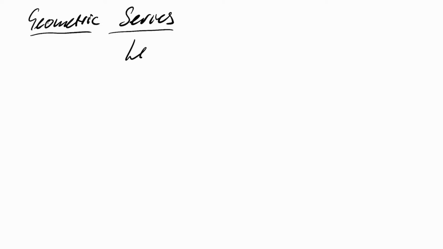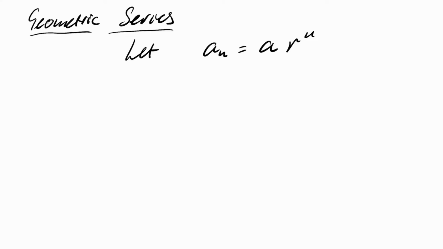Let's have a look at an important example of a series known as the geometric series. This is the series where we let the nth term be given by some number a times r to the n. The previous example was an example of a geometric series. So a and r are real numbers. In the previous example, a was equal to 1 and r was equal to 1/10.